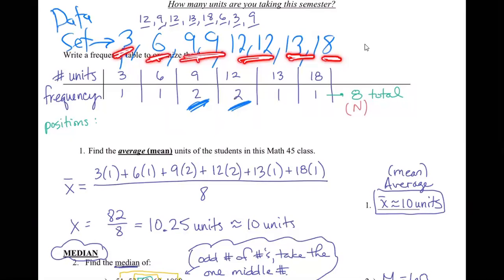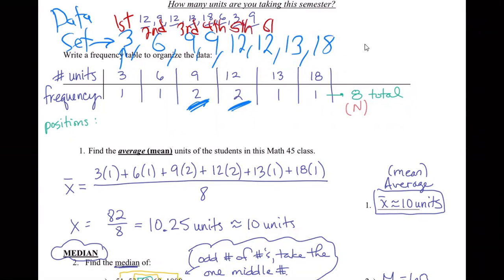So in that data list, what's the 4th number? What I mean is, this is the first number, this is the second number, this is the third number, fourth, fifth, sixth, seventh, eighth number. So we're supposed to grab the fourth and the fifth numbers. What are those?